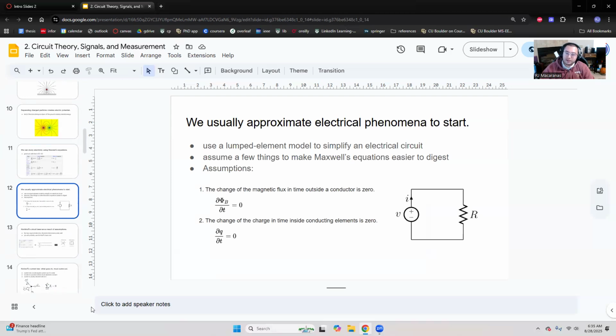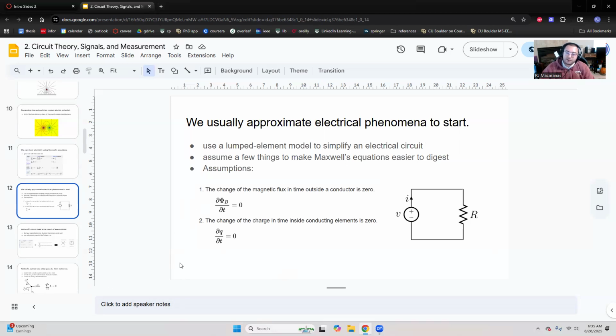So we use this lumped element model and we make a few assumptions just to make the Maxwell equations a lot easier, a lot more practical for these larger scale circuits that we're describing, right? Maxwell's equations are really good when we're looking at circuits really closely, but this is more of a macroscopic scale of what's happening.